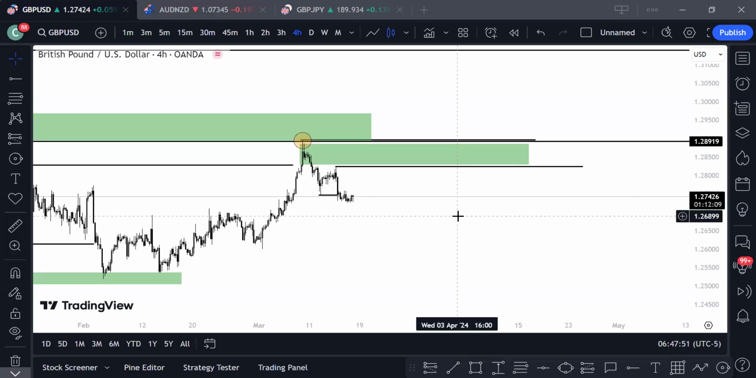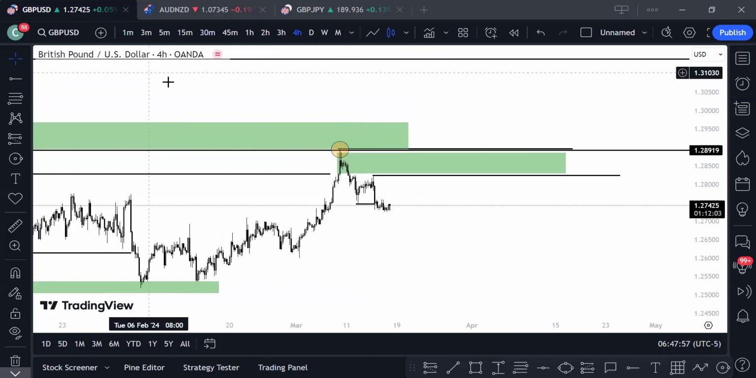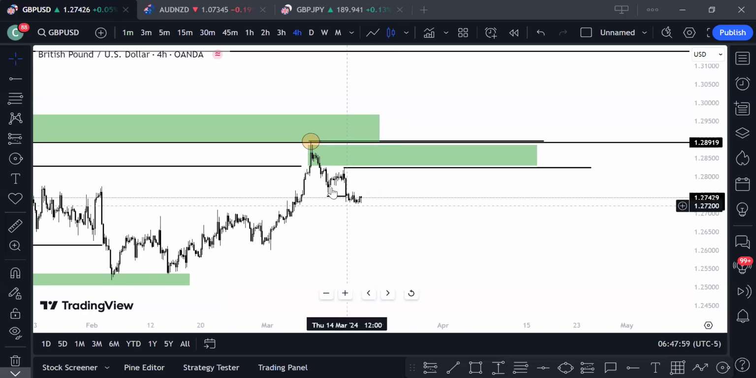All right, so our time is up. We have 3 minutes left. Let's see if we can finish up this GBP USD. Okay, so GBP USD, this is the 4 hours time frame. GBP USD has started selling from here.